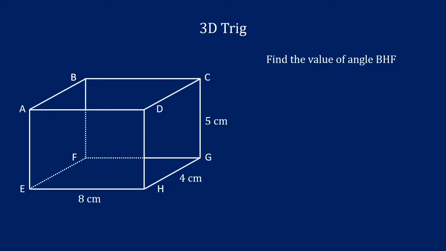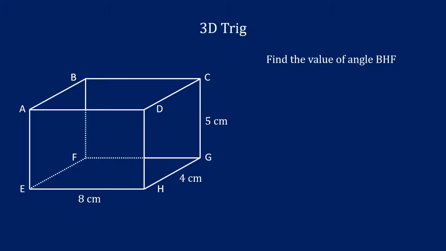Find the value of angle BHF. The working out doesn't change. You're always going to get a triangle out. That triangle is going to be missing a couple of pieces of information. You're going to take another triangle out to find those pieces of information. It's always the same. It's pretty simple.